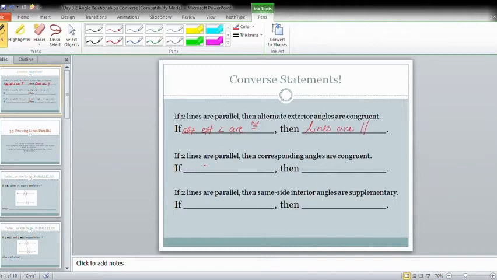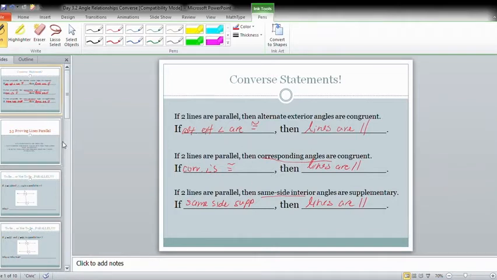Let's do this one now. So if two lines are parallel, then corresponding angles are congruent. Let's write the last part first if it's the converse. So if corresponding angles are congruent, then lines are parallel. And lastly, if two lines are parallel, then same side interior angles are supplementary. Let's do the converse. If same side interior angles are supplementary, then lines are parallel.